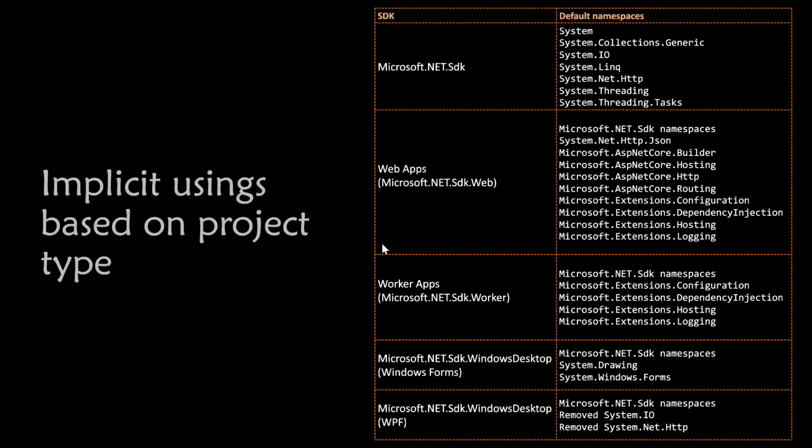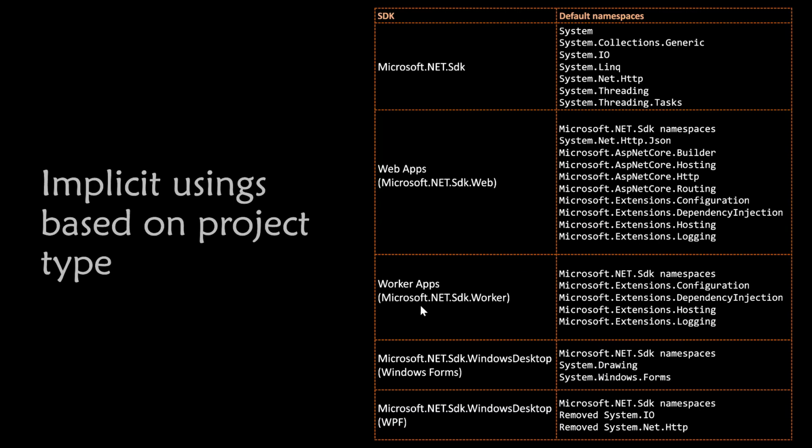So what using statements would be added by the SDK automatically in all the files of the project? Well, it depends upon your project type. If you are building a simple .NET application which uses Microsoft .NET SDK, these usings will be automatically inserted by the SDK in all the C# files of the project. If you are building .NET web apps which use this SDK, along with these usings, these additional usings will also be inserted in all the C# files of the project.